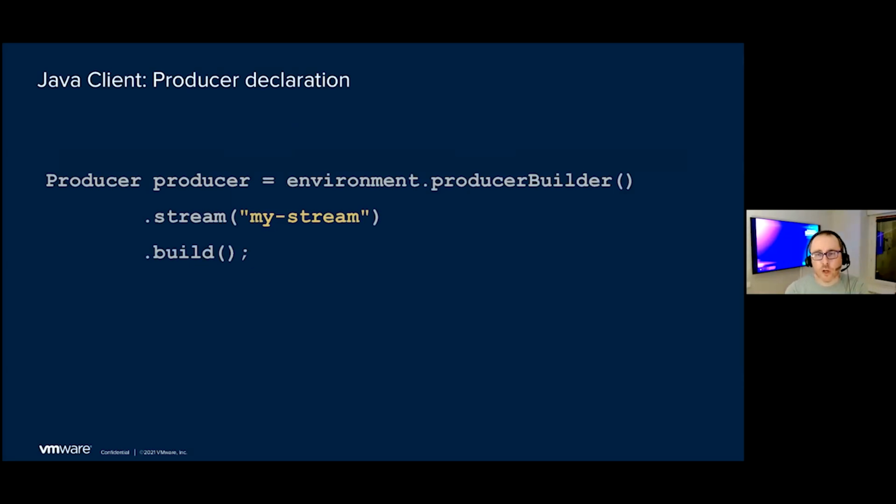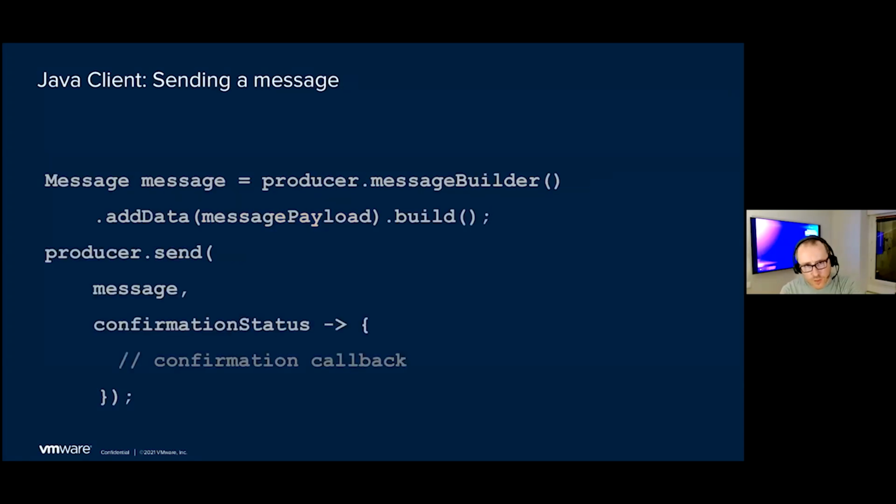So then from this environment, you can create a producer. You have an API and you just need to specify the stream you want to publish to. It's quite simple. And then you have a message builder API. You can add a binary payload to your message and also headers, all that kind of stuff. We have quite a sophisticated message format with an advanced type system. And then you send your message. You send the message and you provide a callback for the publish confirm, which will be called asynchronously.